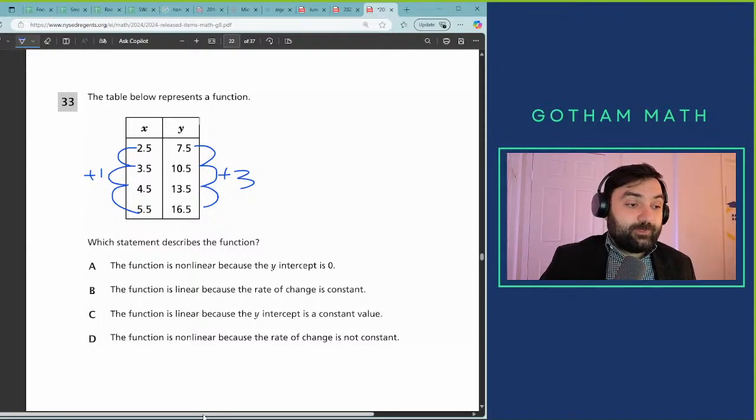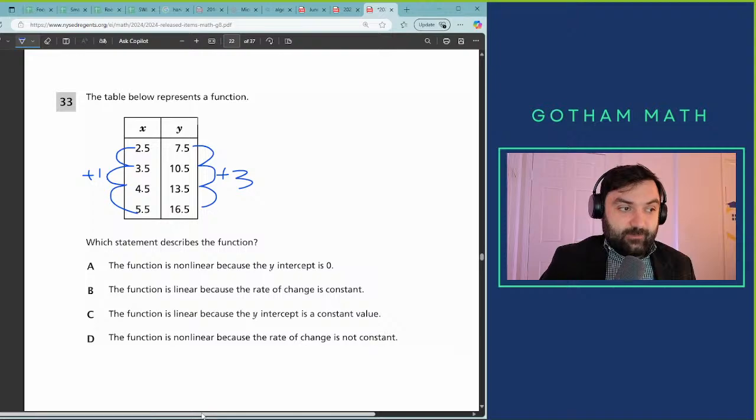Constant can be interpreted as the same. So is the change the same everywhere? Yes, it is. All right, so we're not even going to discuss the answer choices C and D, just to save time and because we already found the correct answer.